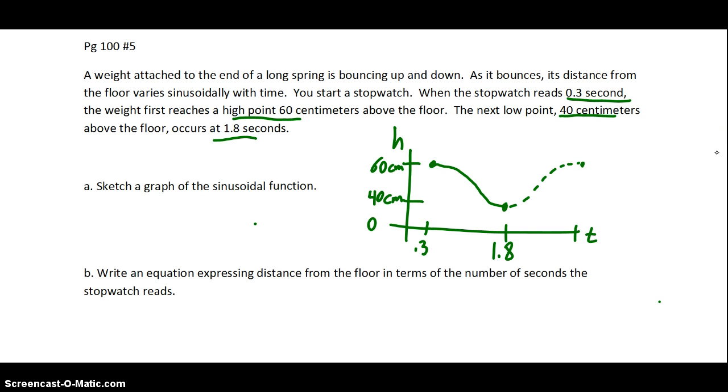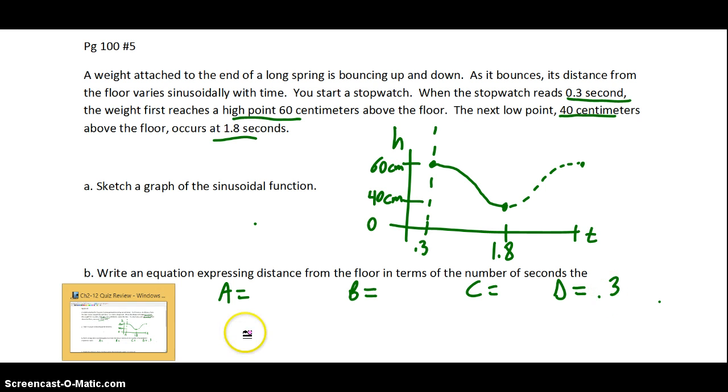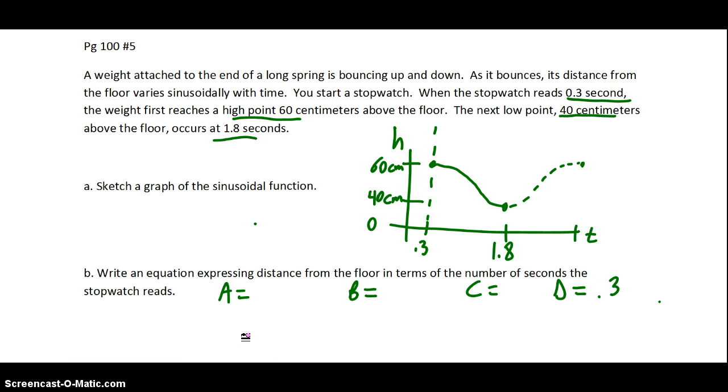Now, of course, they want us to write an equation, which we can do. We basically need 4 things: our a value, our b value, our c value, and our d value. D should be pretty easy to get. Technically, we did start the stopwatch at 0 seconds, but we'll get to that later. We want to know where the high point is, because if we can use cosine, a lot of these problems are going to be much easier, and cosine starts at a high point. So D is 0.3. We'll just have to remember that's 0.3 and not 3 later.